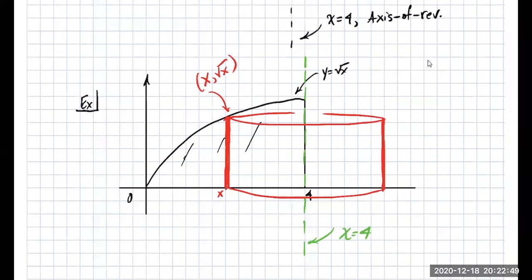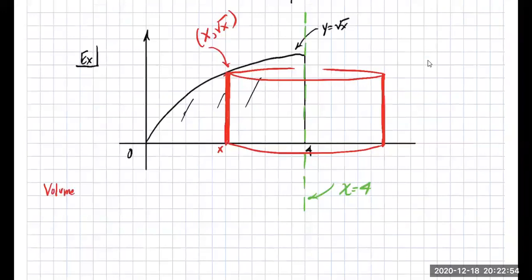The reason I say this, and I'll put the reminder right here: the volume of that one shell, dV, the differential element of volume in this case, is a shell, not a disk. It's 2 pi times the radius times the height times the thickness.